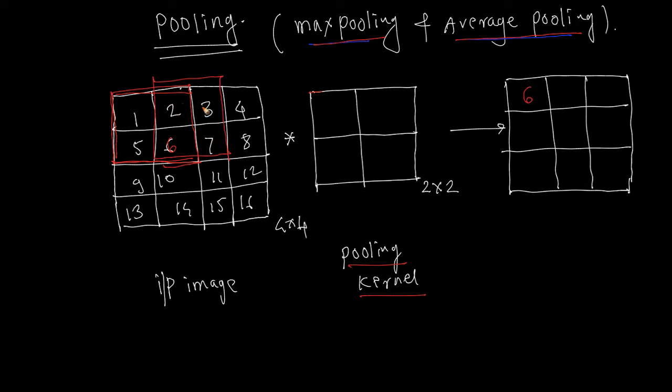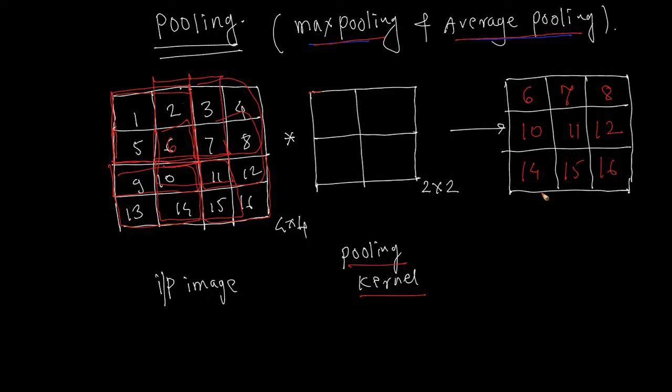Again, from this region, we retrieve the maximum value. The maximum value is 7, which is copied here. Then we slide it by 1 and the maximum value is 8. Slide by 1, the maximum is 10. Then 11, then 12, then 14, then 15, and finally 16.